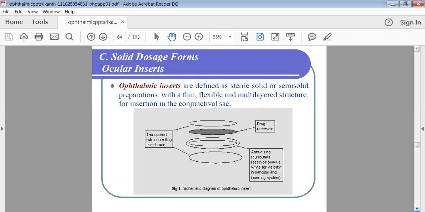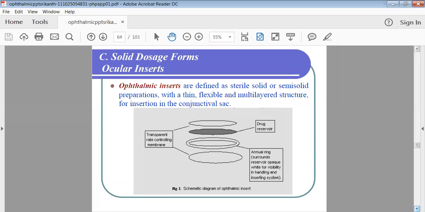Such ophthalmic inserts we keep inside the eye for a longer period, and for that longer period they deliver the drug to the eye for treatment. They are not causing any kind of problem, irritation or side effects. So normally you can do your work and they will remain inside your eyes without any problem, and they will release their drug.